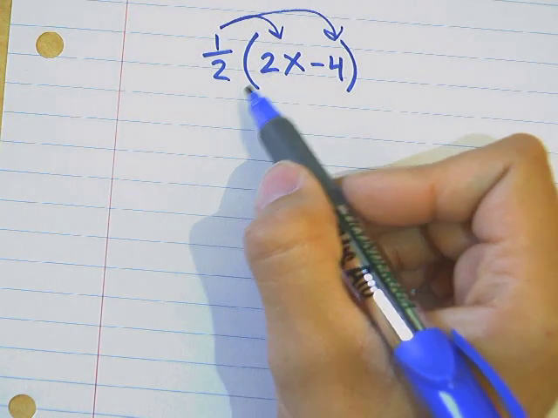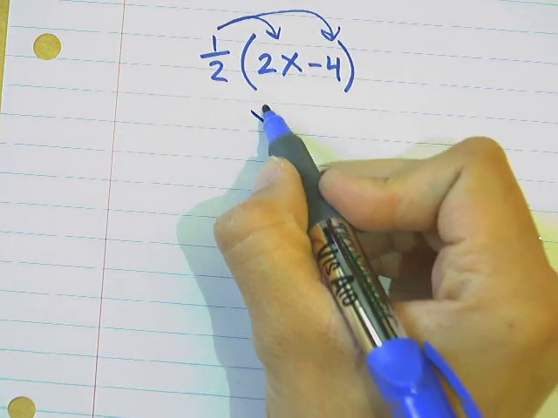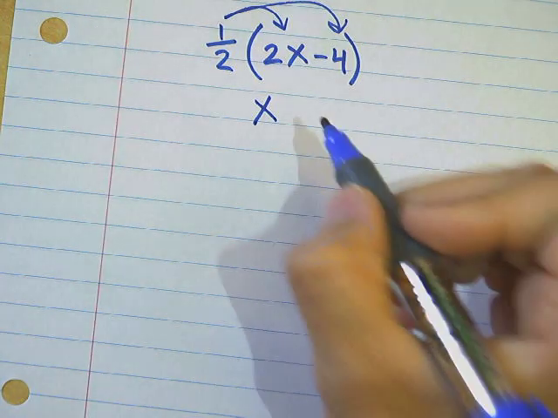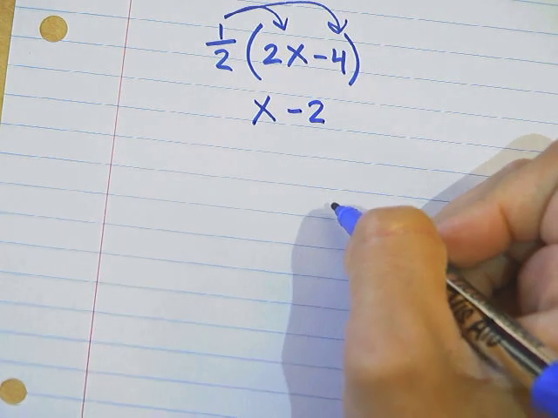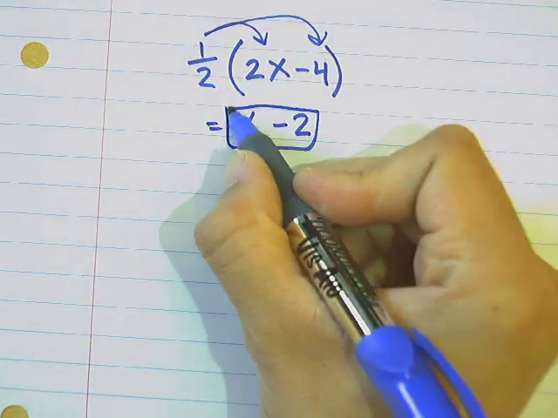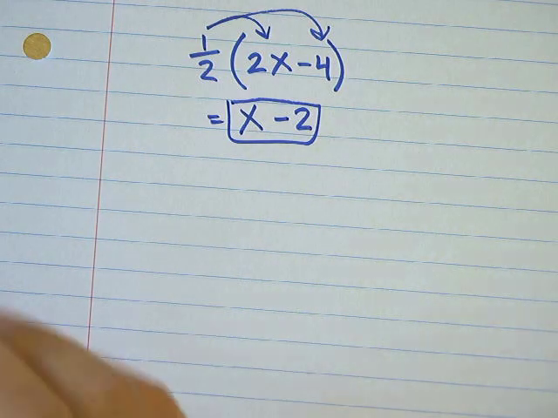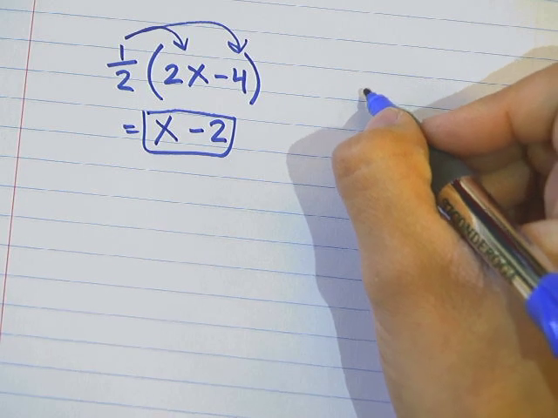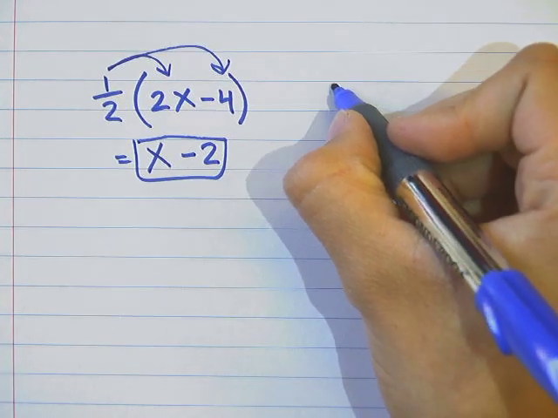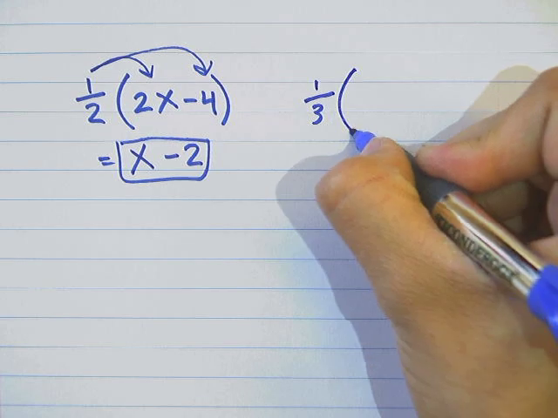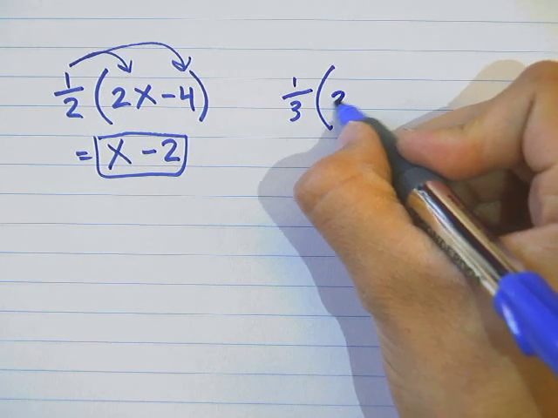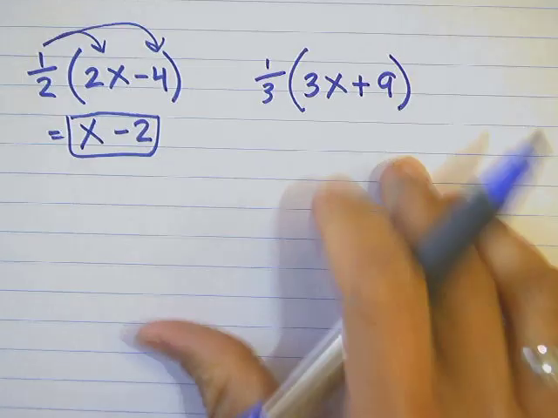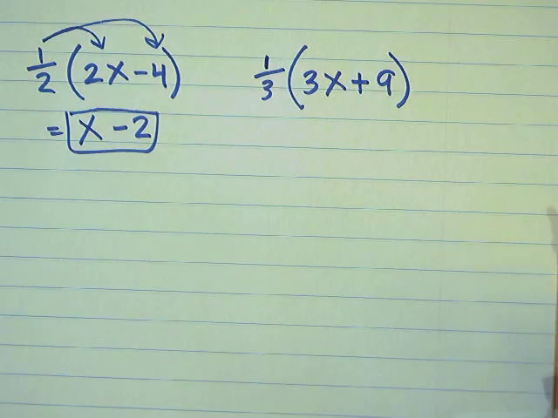And I know that, and I know that. Half of 2x is just x. Well, what's half of negative 4? That's negative 2. So that's just a little bonus so that when you do see a fraction, you can think of it that way. And if you don't get a fraction that you're comfortable with, you can also just do fraction multiplication. So I'll do this one with fraction multiplication.